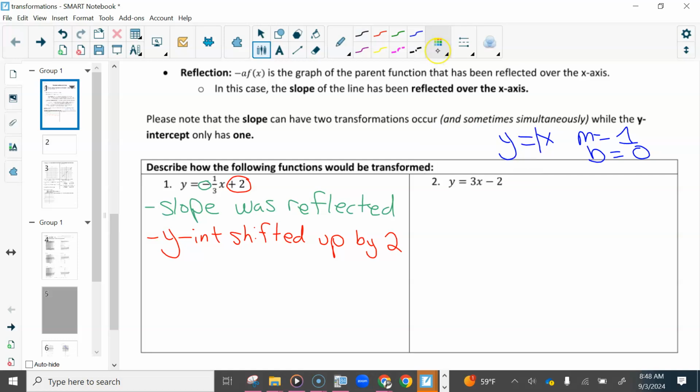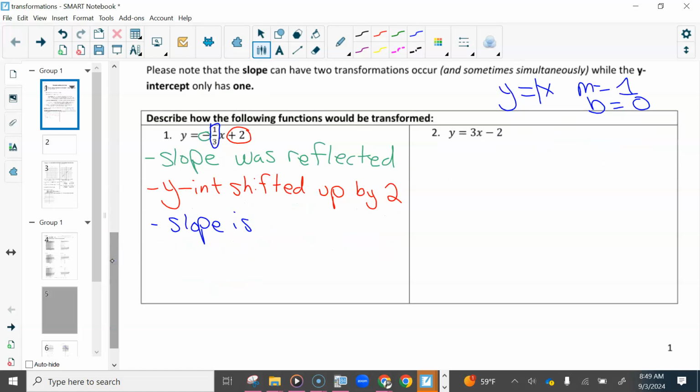Right. And then one last thing happened. We know the slope was reflected, but also the numerical value of the slope has changed to 1/3. And that talks about steepness. Is the slope now steeper or less steep? Less steep because of that fraction. I'm going to say 1/3 as steep, or you can say less steep by 1/3, either or.